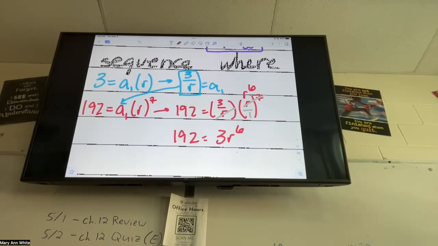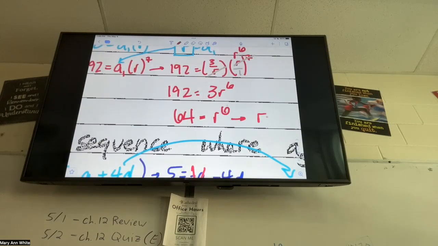Can you divide by 3 on both sides? I got 64. And then you can always go in your calculator and do 6th root of 64. I think I know what number that is. I think it's 2. And you can also guess and check, like 2 to the 6 gives us what? 3 to the 6 gives us what? 4 to the 6 gives us what? You'll find it pretty quick.